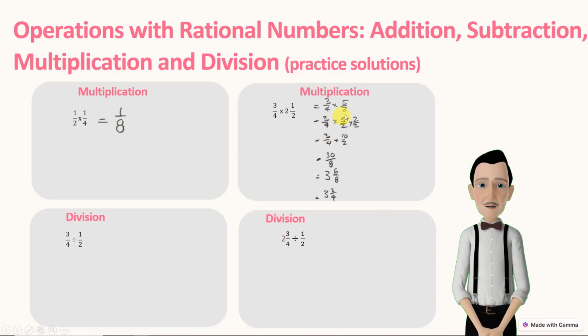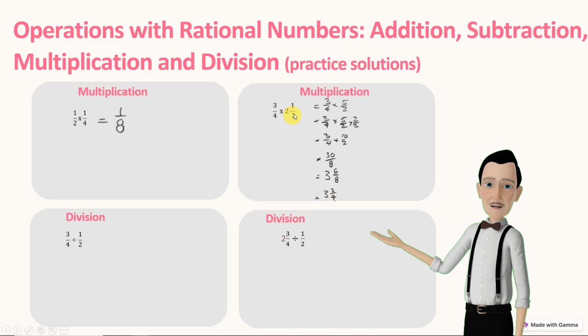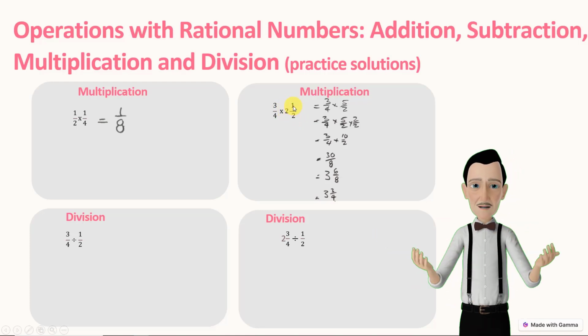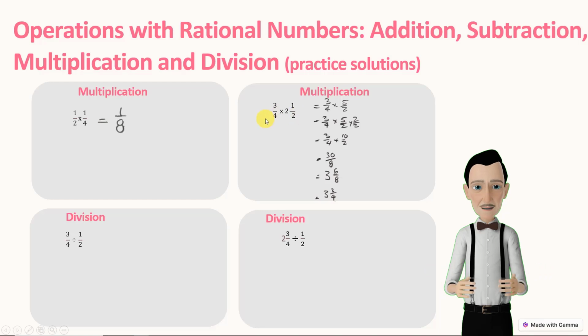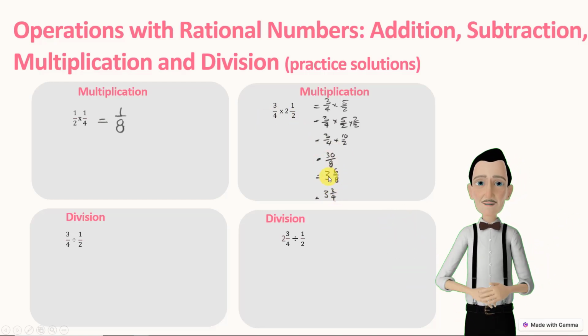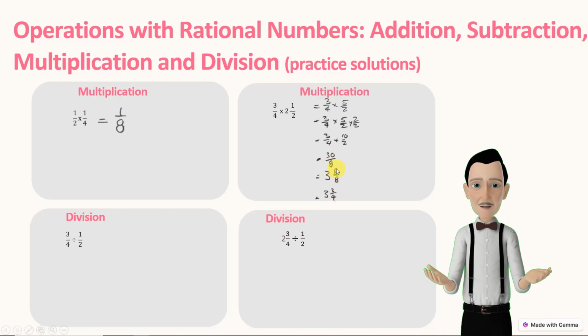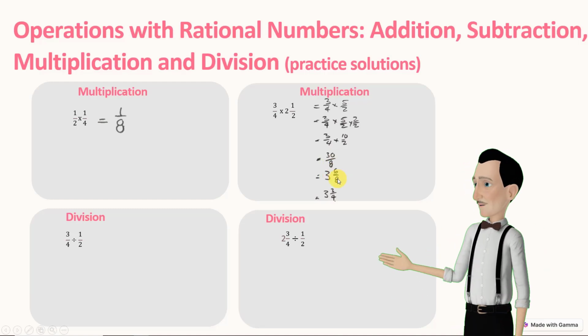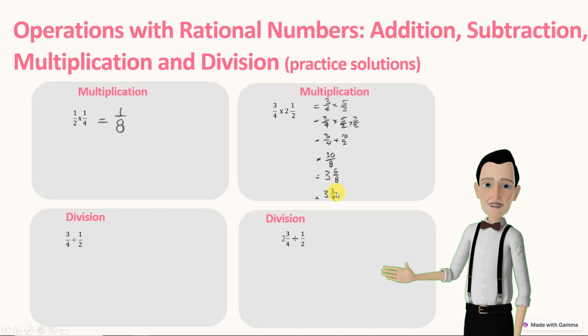This one here is a little bit more difficult. We must first bring this here to a fraction, change the mixed number into a fraction, and then we can just multiply them out. And of course once we multiply them out, we bring it back to a mixed number again. We've got 6 over 8. That's not the simplest form. You can divide it by 2 and you get 3 over 4.